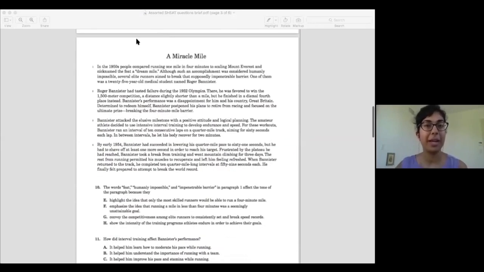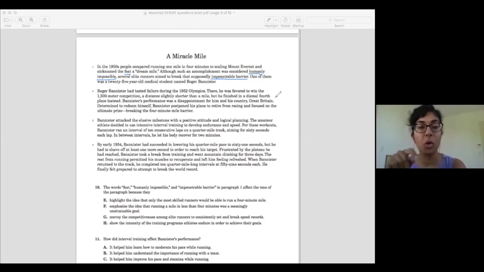So I would go back to that spot, identify where those words are, potentially underline them, right? Feat, humanly impossible, and impenetrable barrier. And then I'll quickly give those sentences a second read, right? So in the 1950s, people compared running 1 mile in 4 minutes to scaling Mount Everest and nicknamed the feat a dream mile. Although such an accomplishment was considered humanly impossible, several elite runners aimed to break that supposedly impenetrable barrier.